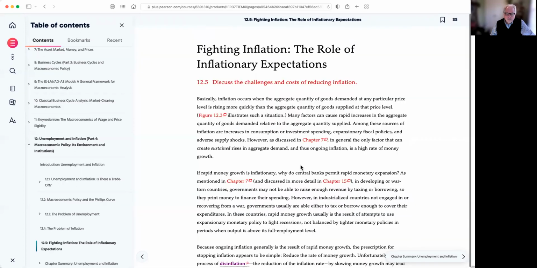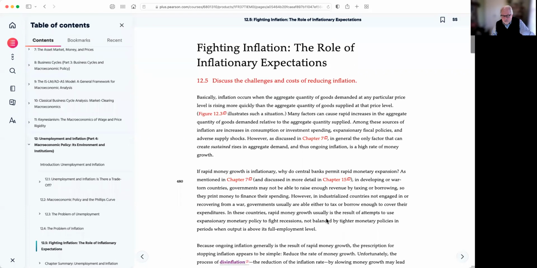Finally, in the last section of this chapter, talks about the challenges of reducing inflation. So if there's already inflation happening in the economy, how do you bring that down? And that is a matter of changing inflationary expectations. And that can be costly, as this section points out.